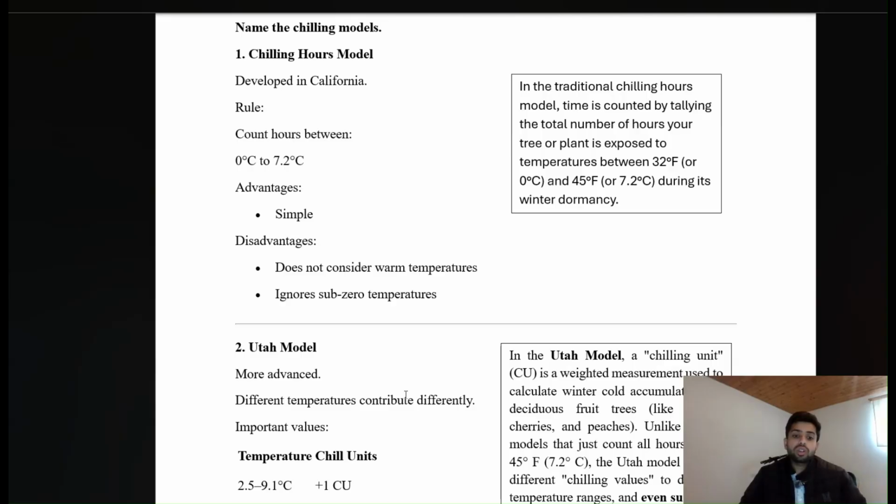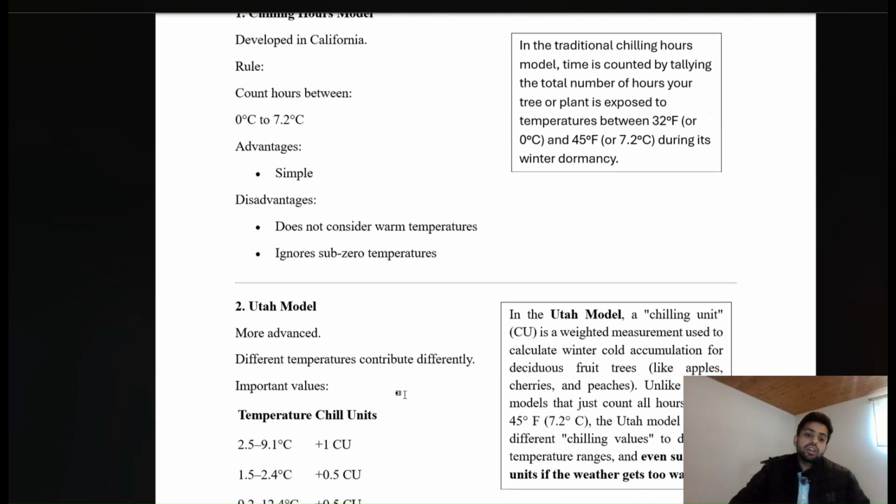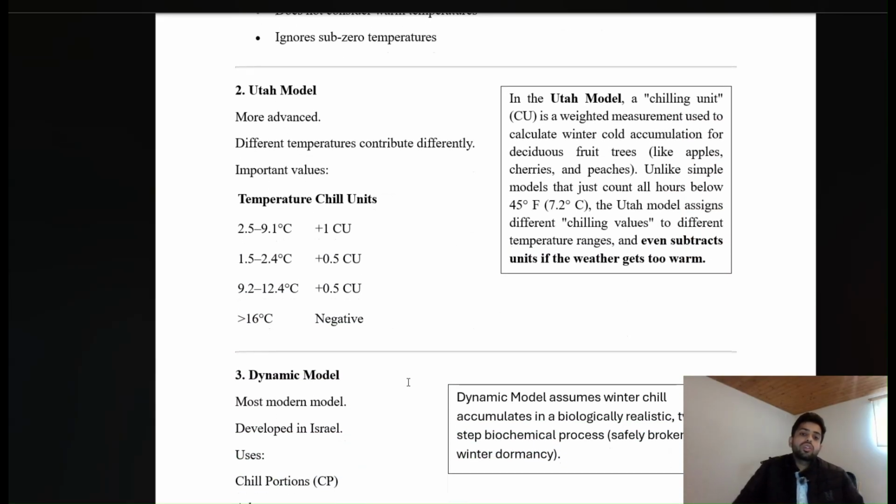It also ignores sub-zero temperatures. Sometimes the temperature drops from 0 degrees to below zero, which will also cause damage to the crop. So that is also not counted in this chilling hour model. The next method is the Utah model. This is a model which is also very good and more advanced.